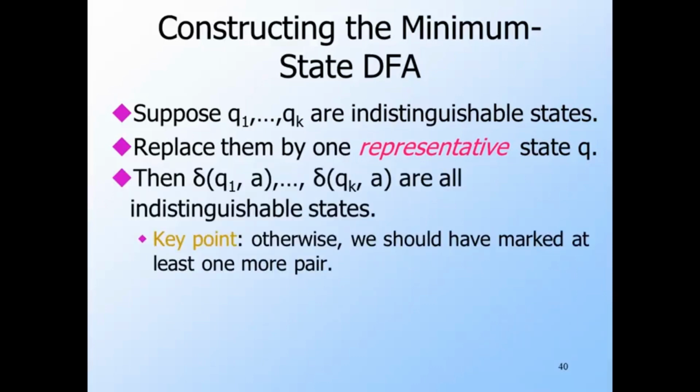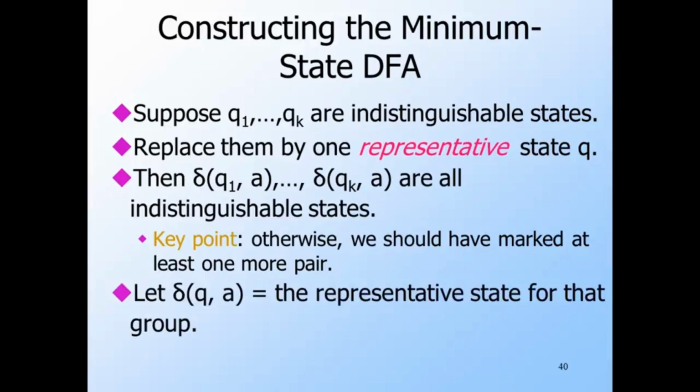On any symbol A, all the indistinguishable states, the Qi's, go to states that are also indistinguishable from one another. For if not, then we could use a distinction between, say, the states delta of Q1 and A and delta of Q2 and A to distinguish between Q1 and Q2. But we already know that Q1 and Q2 are indistinguishable, so that can't happen. Thus, make the transition for state Q on input A be the representative for the indistinguishable states delta of Q1 and A, and so on.